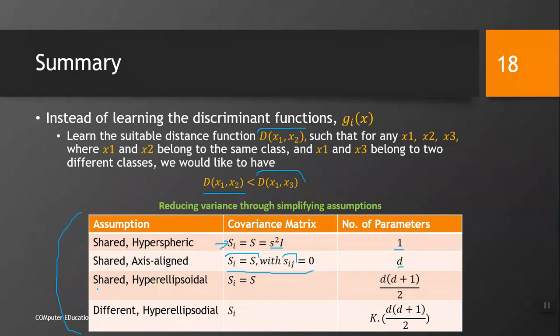If there are shared variances and their shape is hyper ellipsoidal, we would have Si equal to S, and we will have these variances Sij. So, the number of parameters that we will need would be equal to d into d plus 1 over 2. And if the variances are not shared and their shape is hyper ellipsoidal, then we would have this many parameters, right. Go back to the previous slide, look at the things again and try to understand.